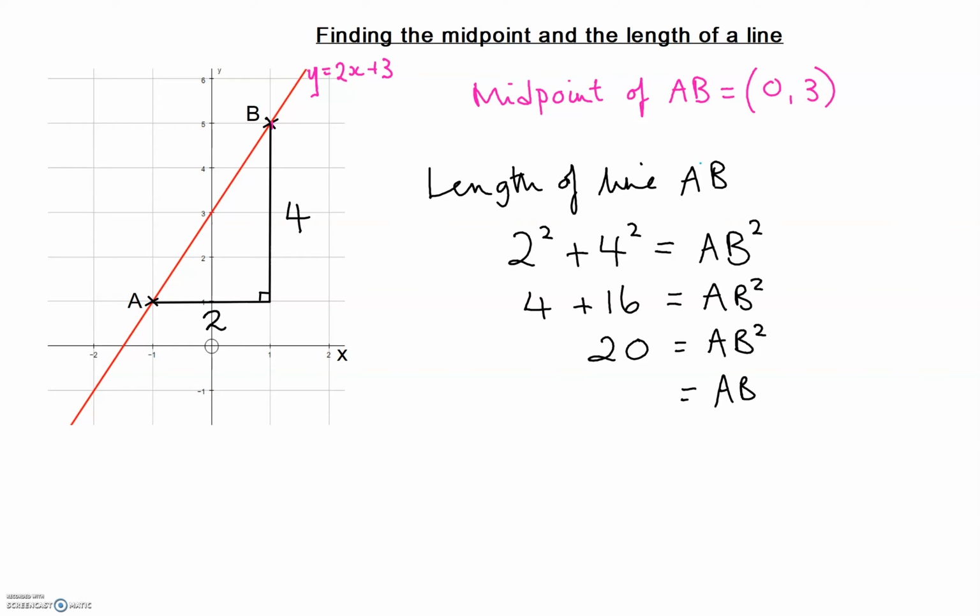And just quickly do that on my calculator. And we get 4.4721. And so AB, we can say, is 4.5. And that's giving our answer to 1 decimal place.